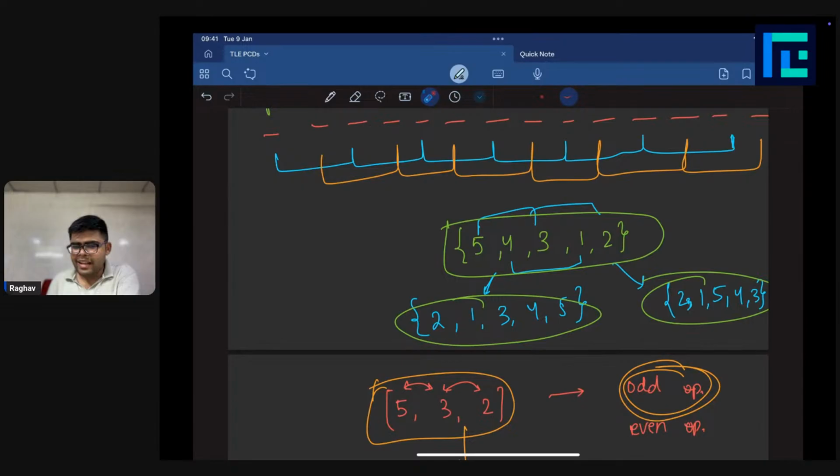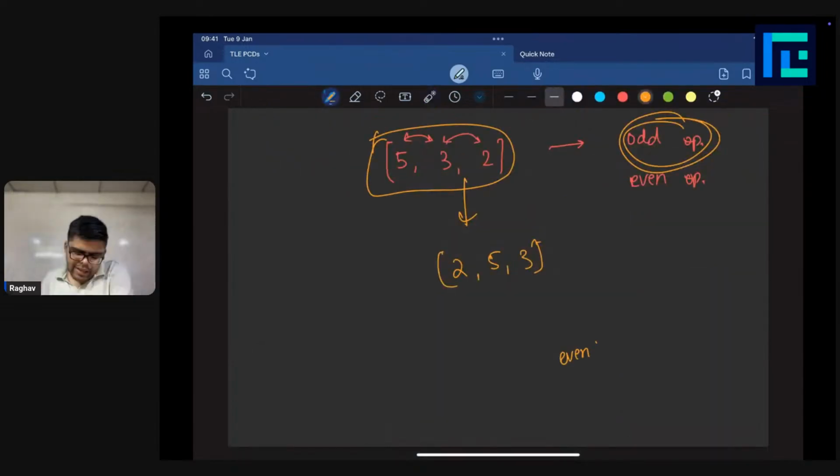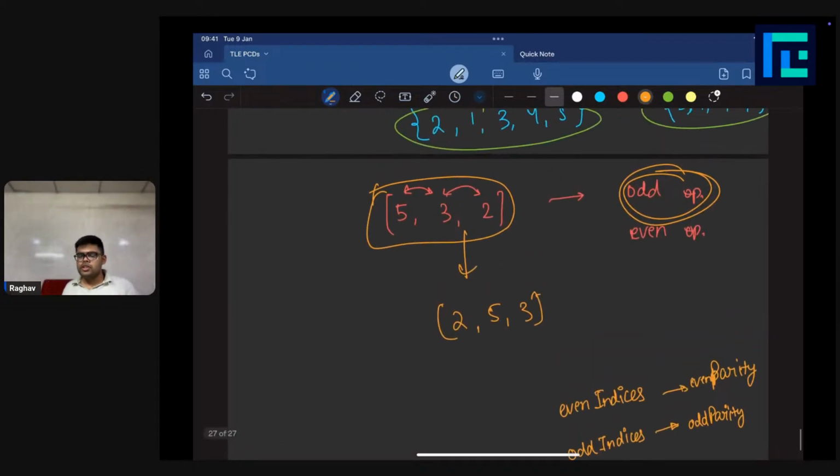So what I did is, for the even indices, I found out the parity, like whether I need an even number of operations to sort it or an odd number of operations. I called this the even parity, the parity for the even indices. Similarly, for the elements on the odd indices, I calculated their parity, whether they need an even number of operations or an odd number of operations to get sorted.